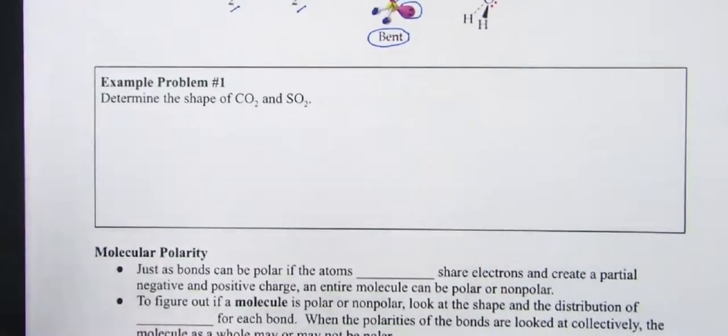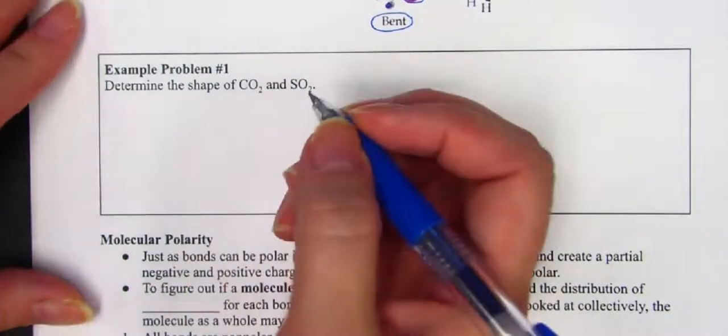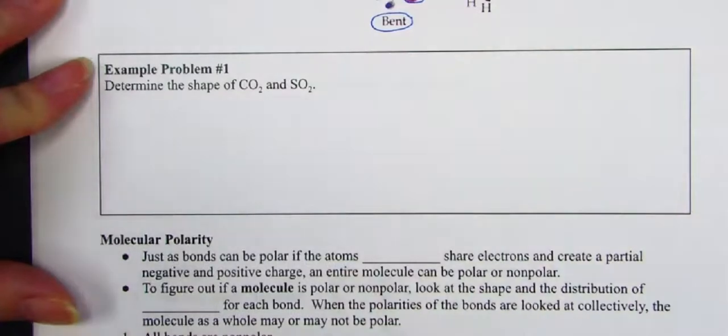Okay, so we can take our Lewis structures and use those to predict what our 3-dimensional shape is going to be, what our VSEPR shape is going to be. So the shape for CO2 and SO2. So the first thing we have to do is create Lewis structures.